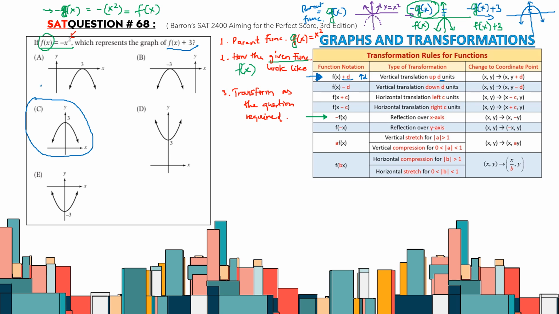You see that from this one, which is f of x, we move to the right 3 units. What it should look like is this: f of x minus 3. This one should be right here, the horizontal translation right c units. We move to the right. Now this one we move to the left, from here. So this one will be f of x plus 3.